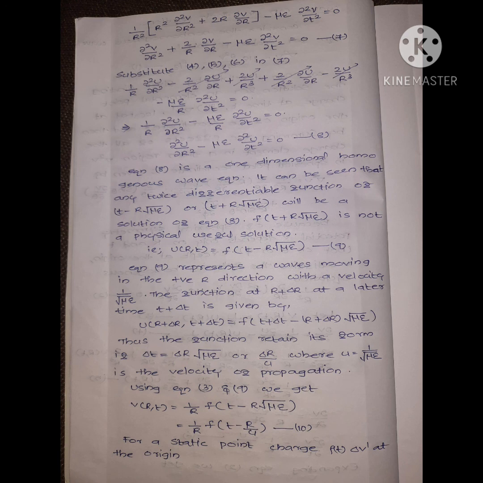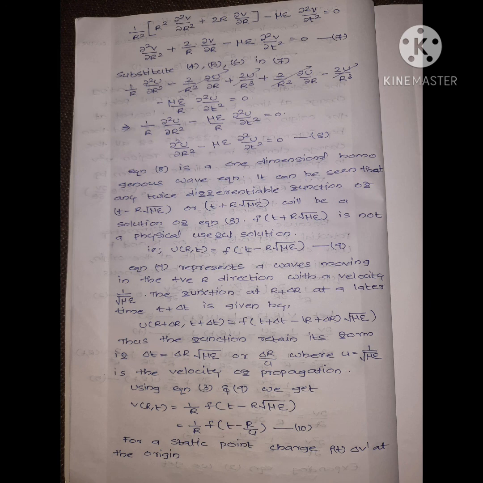It implies ∂²v/∂r² + (2/r) ∂v/∂r − με ∂²v/∂t² = 0. We already found ∂²v/∂r², ∂v/∂r and ∂²v/∂t². Substitute all this in this equation.